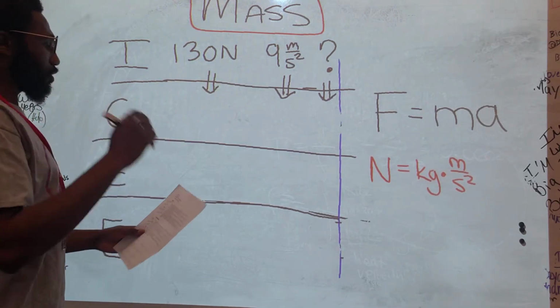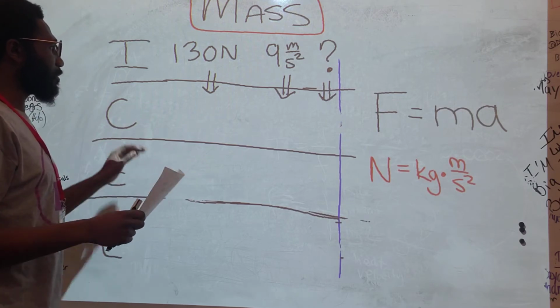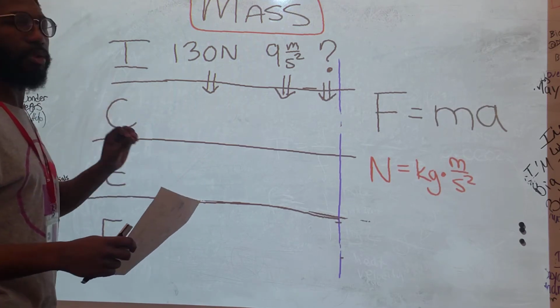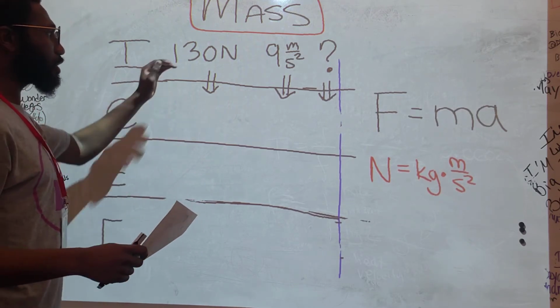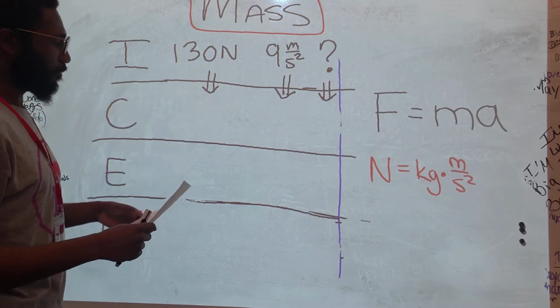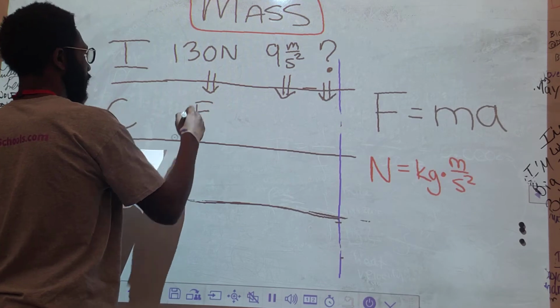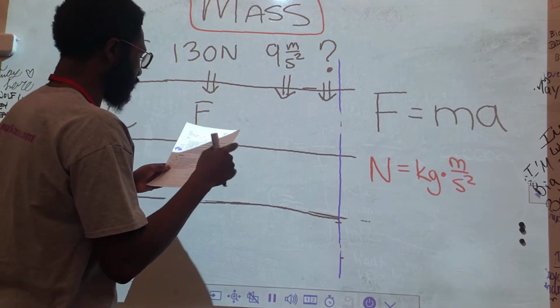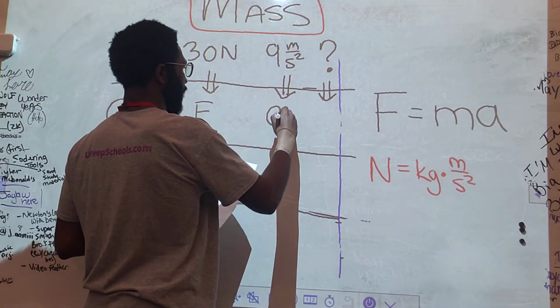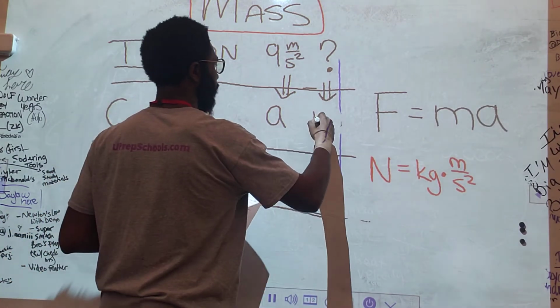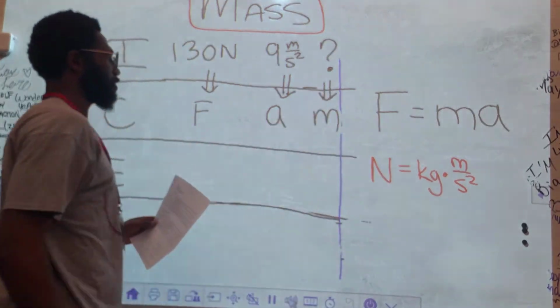All right, so again, when we read through this problem to categorize it, just read the problem closely and it'll tell you what each measurement is. So it says the force of the kick was 130 newtons, so that's F. Says the acceleration of the soccer player's foot was 9 meters per second squared, and we're looking for the mass of the soccer player's foot.